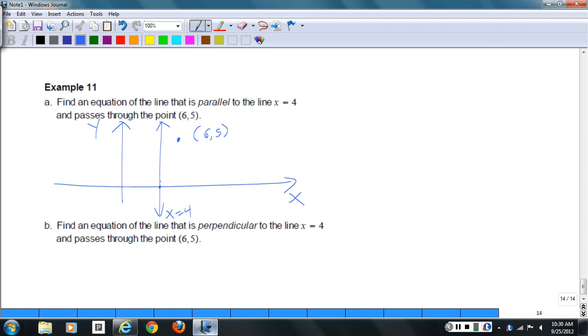Now, if you want a line that's parallel to that, that better be vertical too. So all you have to do is figure out, okay, the x-coordinates of all the points on this line are the same, and they're all equal to what?